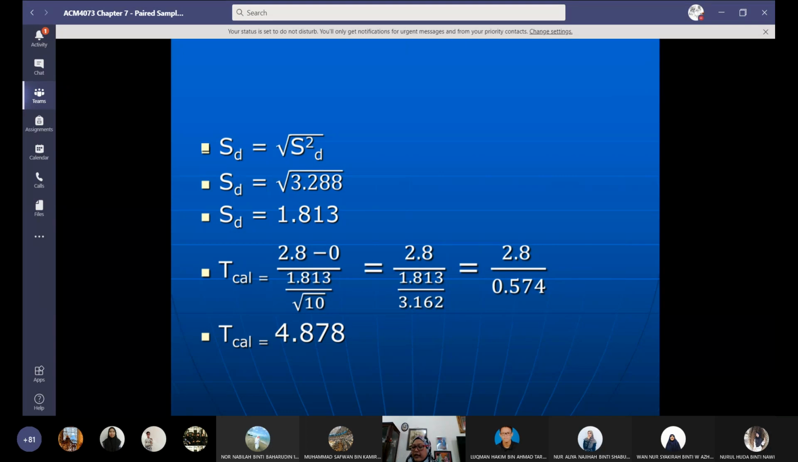So 2.8 divided by 0.573 is equivalent to 4.88. So the TCal is 4.88. Now we have done that calculation.